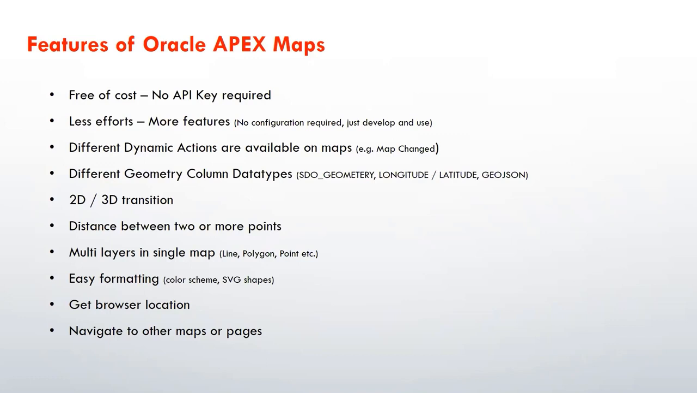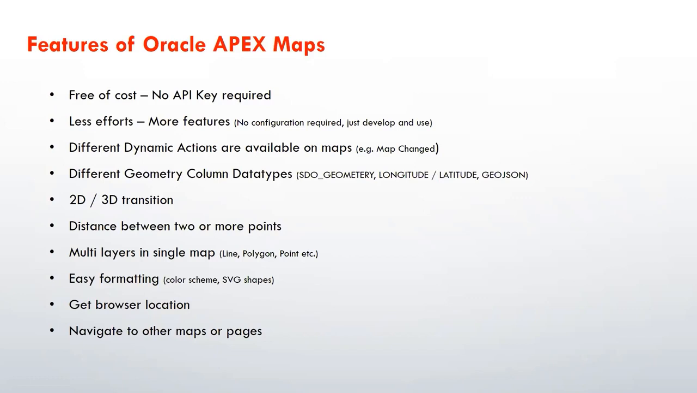And one more facility we have available in Oracle Apex maps is different types of database types. For example, if our geographical data is available in longitude and latitude format, or in GeoJSON format, or there is one more data type available, its name is SDO_GEOMETRY. SDO_GEOMETRY is basically a type already available in Oracle database. We can use it as our database column data type, and we can store our geographical data in this specific column.